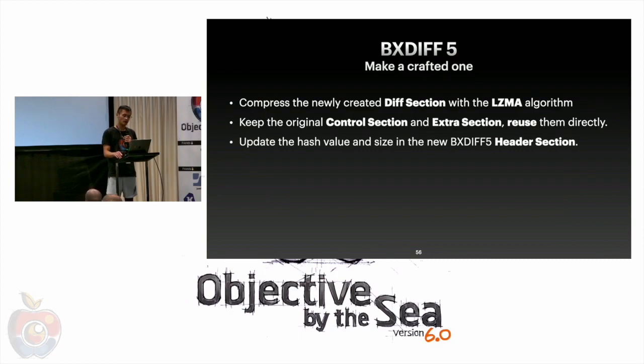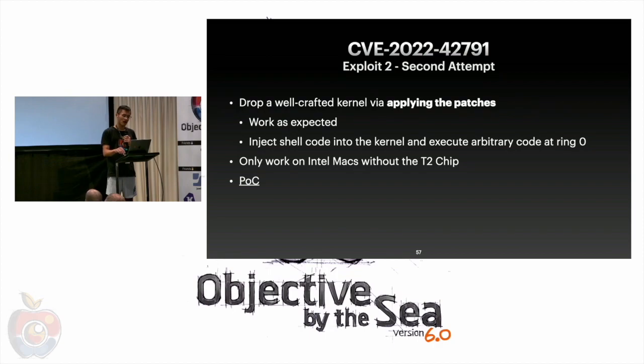Then compress the newly created diff section by using the LZMA algorithm. Next, we can reuse the control section and the extra section directly. Finally, update the hash value and size in the new header section. After I made a patch file for the kernel, it worked as expected.